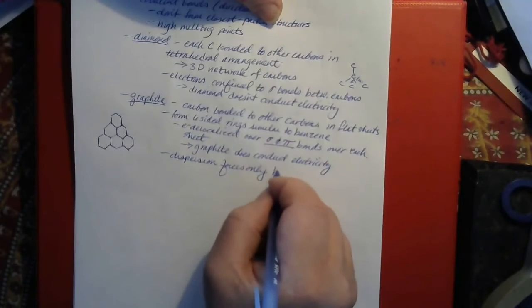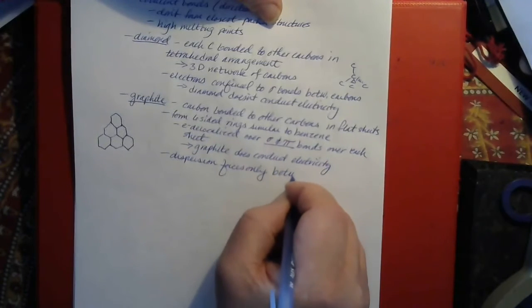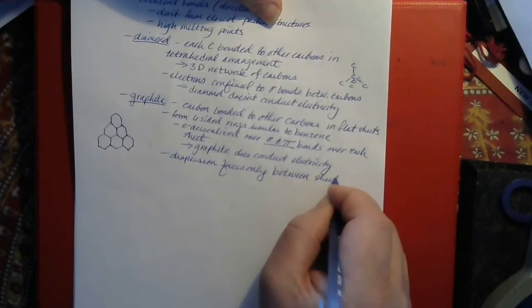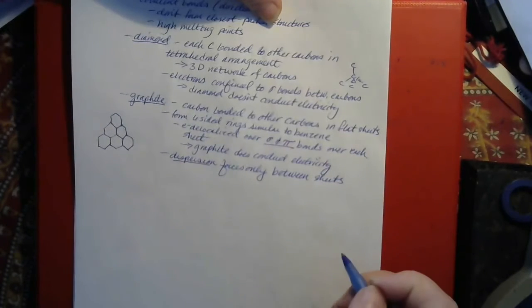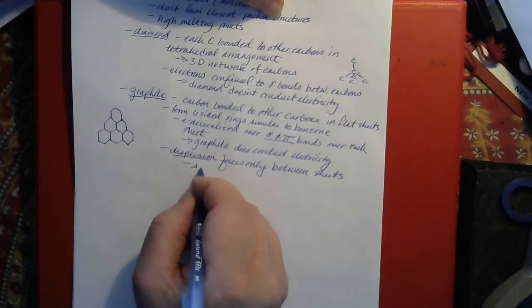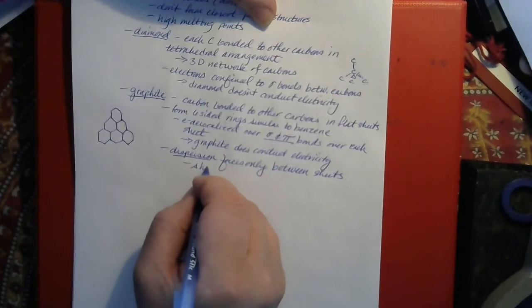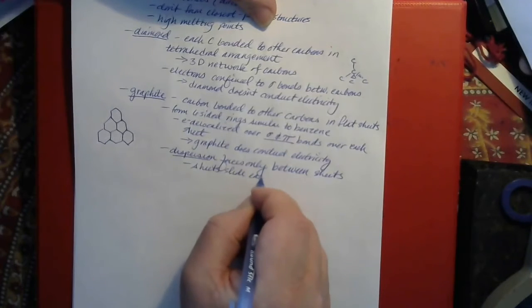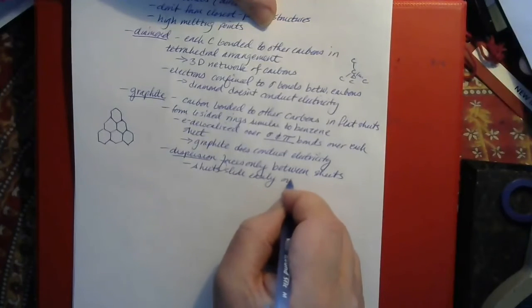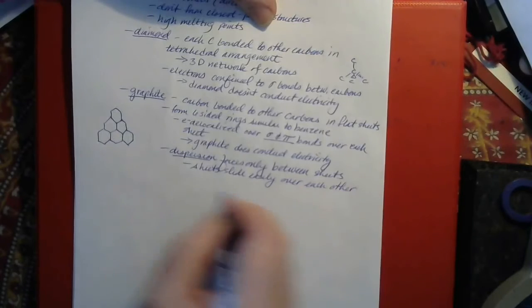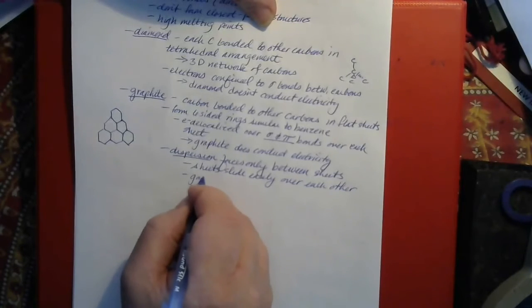But between the sheets of graphite, you only have dispersion forces. And so the sheets slide easily over one another, and so graphite is a good lubricant.